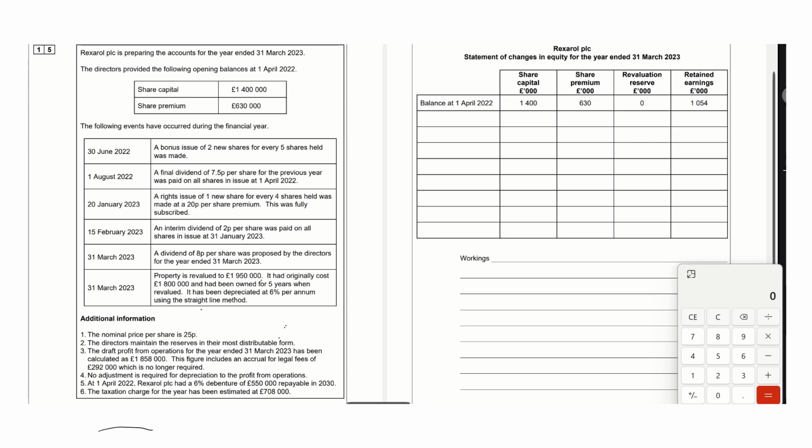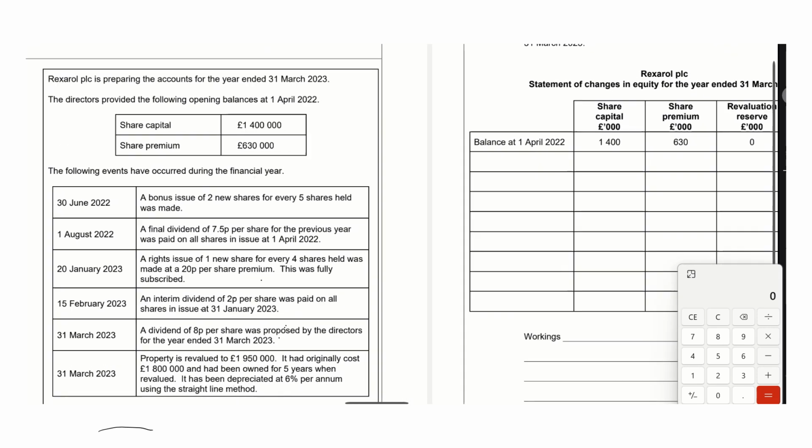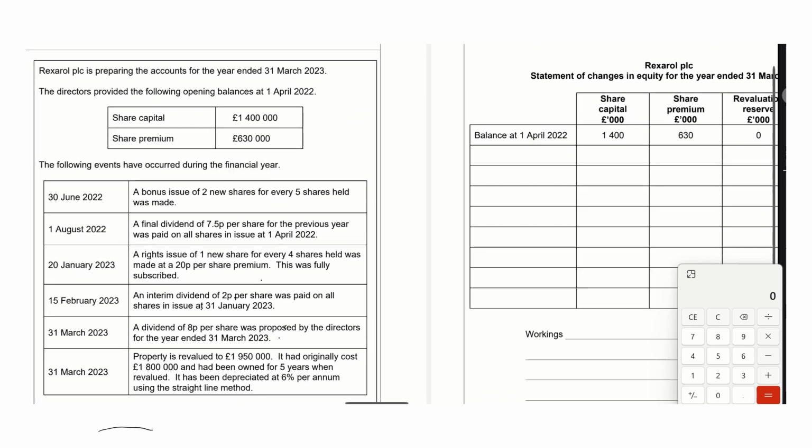We're going to be looking at how to tackle this question. We also will discuss some of the theory and the key knowledge points that we need in order to tackle a question like this. So let's make a start. In this question, you have information about a company called Rexelwall PLC, which is preparing the accounts for the year ending 31st of March 2023.